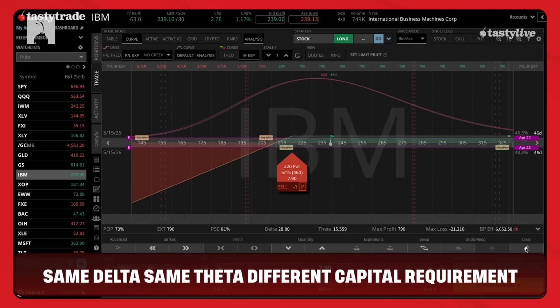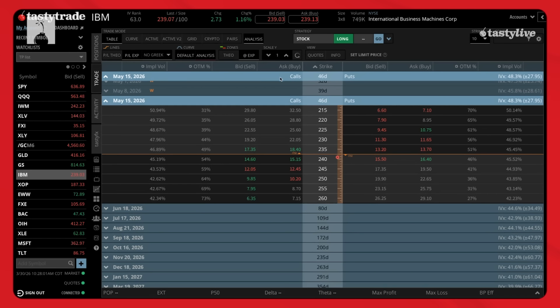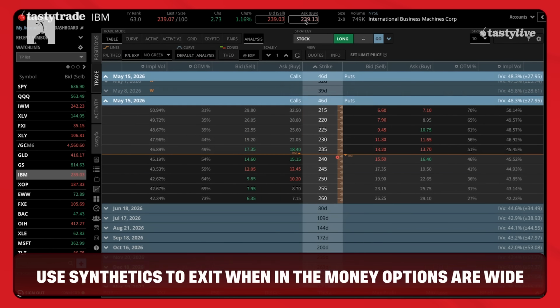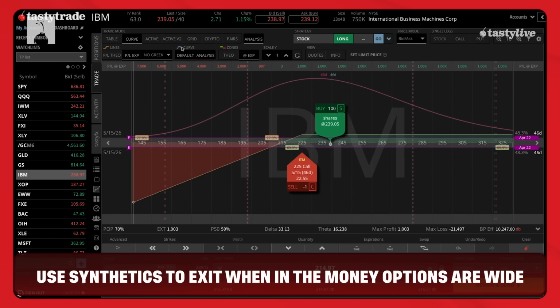Let's take a look at the covered call. Let's go into the table. I'm buying the stock, excuse me, and I'm going to sell the 225 call. That is a covered call that will have the same risk profile as that put. Go into the curve, go into the analysis, and it's the same risk profile.